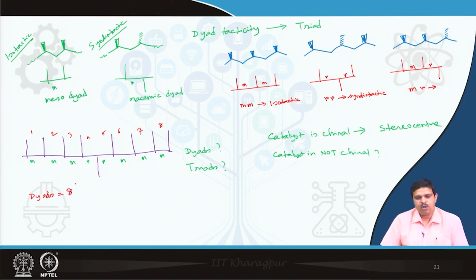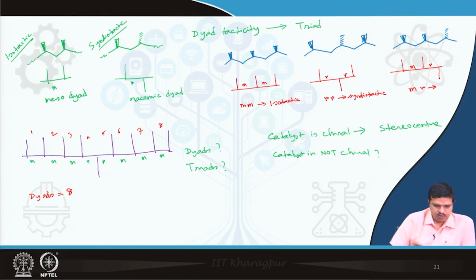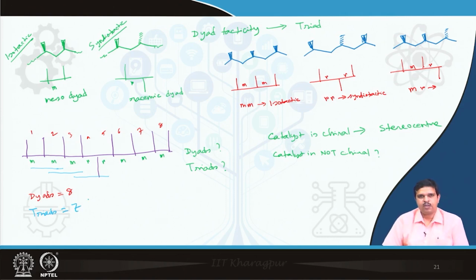Now, can I tell how many triads there are from here? Okay. Let us do it. So, this is 1. This is 1. This is 1. Now, this is 1. Now, this is 1. Okay. So, like that, how many triads in total? 7. So, 8 diads and 7 triads.